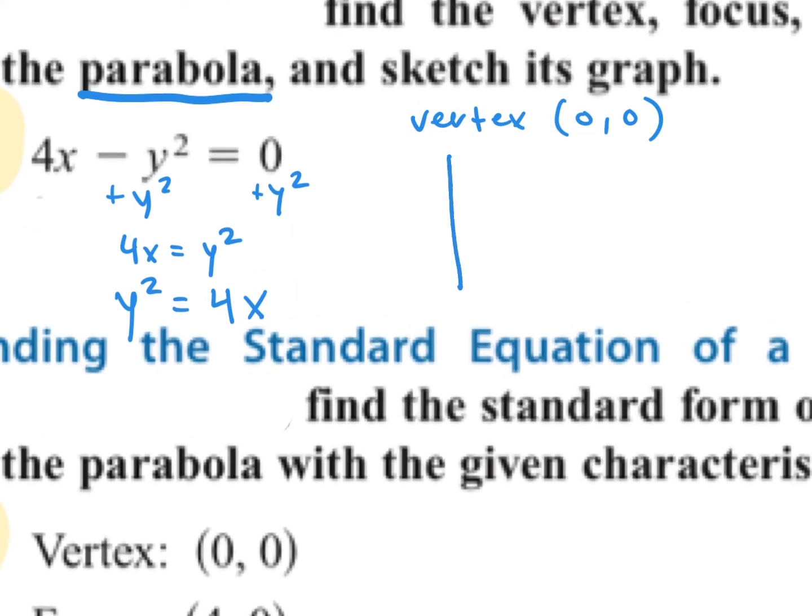I can graph it to help me find the rest of them. So 0, 0 is my vertex. Is this going to be a graph that opens up or opens down or left or right? It opens right, because y squared means it opens left or right, but my p is positive, so it's going to open to the right. So remember, this number here is 4 times p, so 4 is equal to 4p. So what is just p? 1. So p is equal to 1.